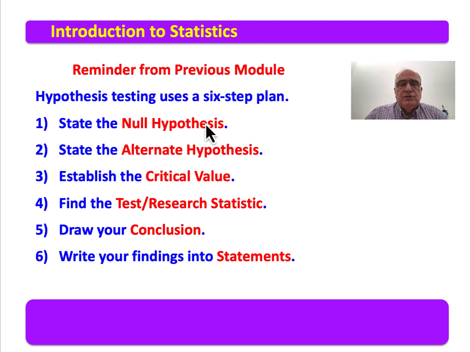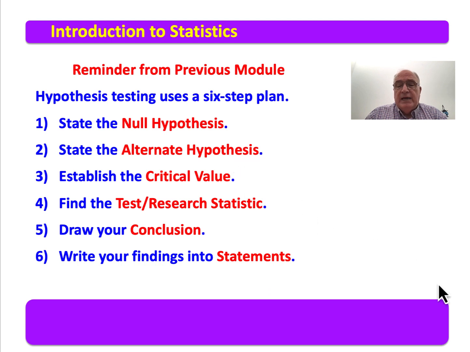The first thing that you do, you state the null hypothesis. You state the alternate hypothesis, you establish a critical value, you find a test research statistic, you draw a conclusion, which is reject or fail to reject, and then you write your findings into statements.